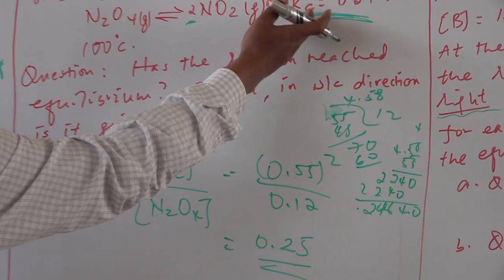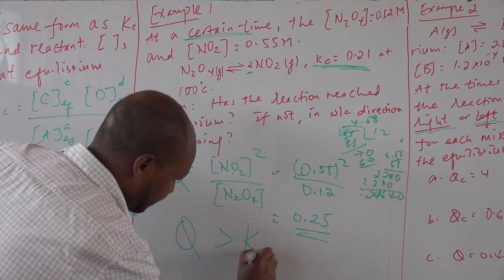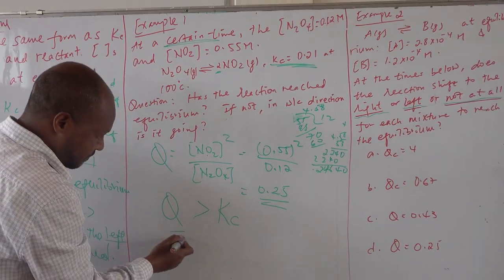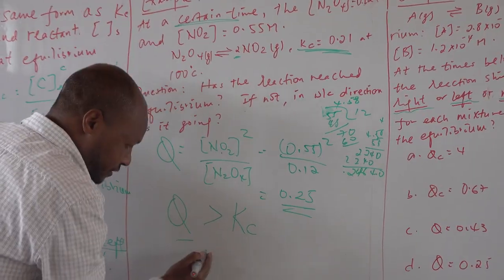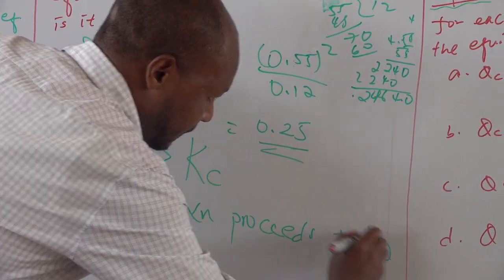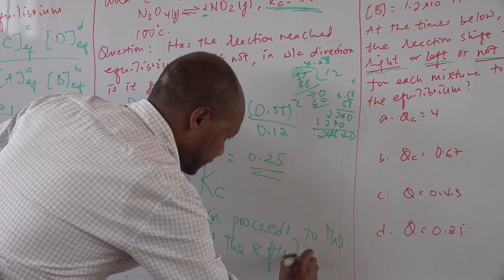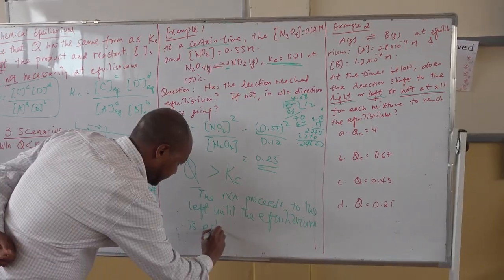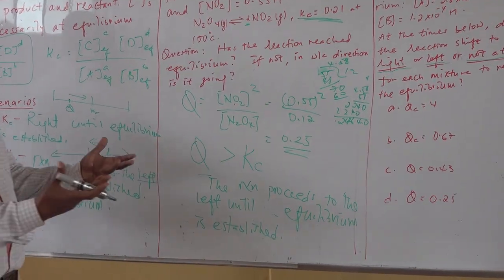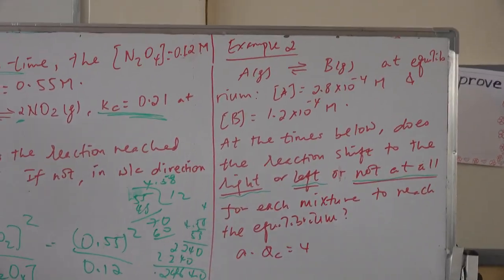Now we are given the value of Kc. Therefore, Q, which is 0.25, is greater than Kc. What does this mean? It has not reached equilibrium. Therefore, in order to reach equilibrium, the reaction has to proceed towards the left, until the equilibrium is established. So this is how you can tell whether the reaction has reached its equilibrium or not, simply by comparing Q to Kc. Let's proceed and see another example.